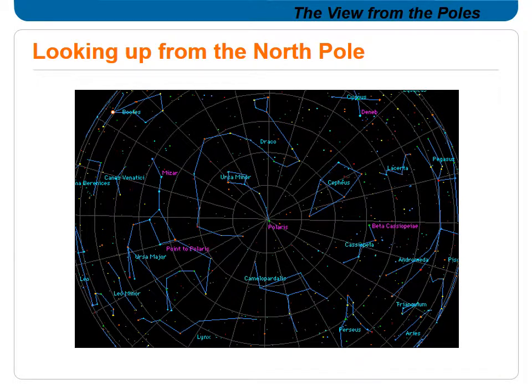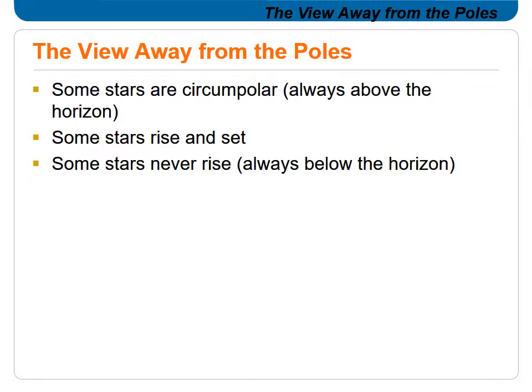Looking up from the North Pole, directly overhead is Polaris. As the Earth spins, the constellations around Polaris appear to rotate counterclockwise. Some stars are circumpolar, always above the horizon. Some rise and set, and some stars never rise. They're always below the horizon for any view that is at a mid-latitude.